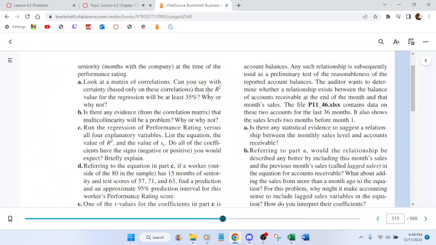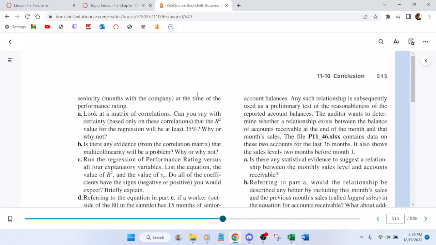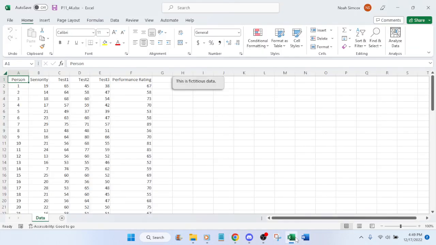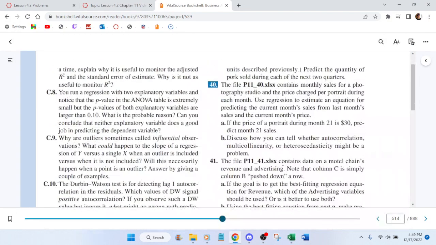Wait, let me just see. What am I going to do? Correlations. Wait, it's going to be seniority, test 1, 2, 3, performance rating.